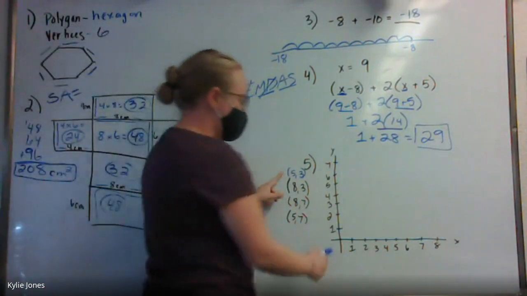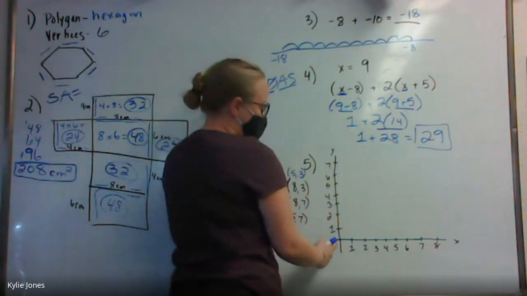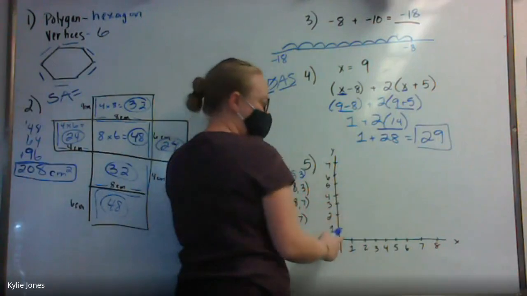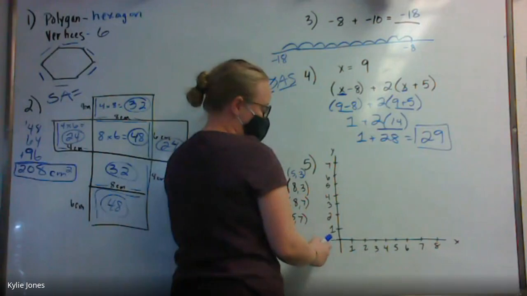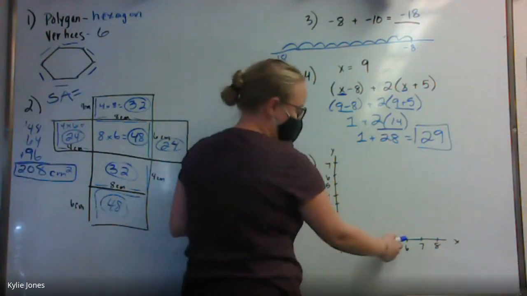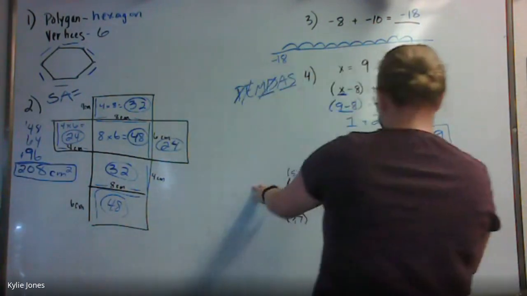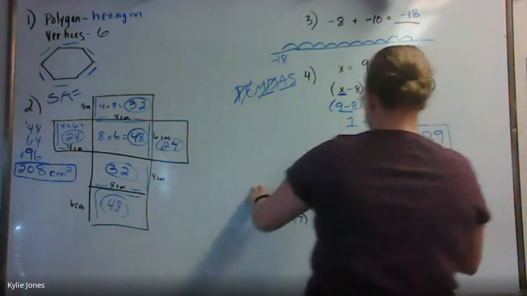So 5, 3 means we start at 0, 0. Do I go up 5 and over 3? No, you go over 5, up 3. Good. I did that backwards, right? Always go over first, the x comes before the y. That's about there. 5, 3.